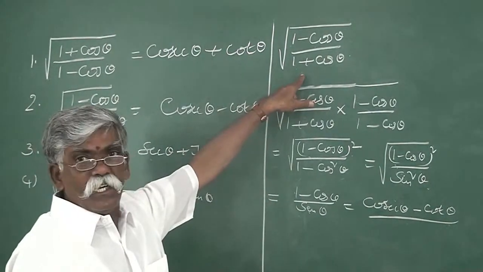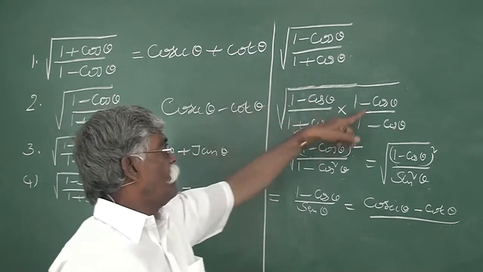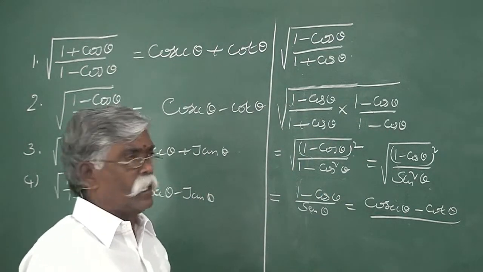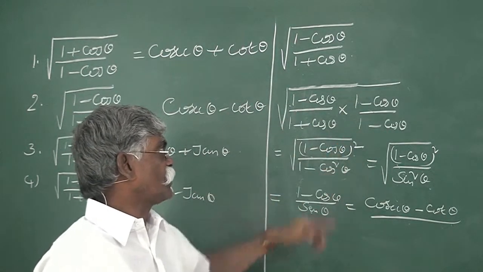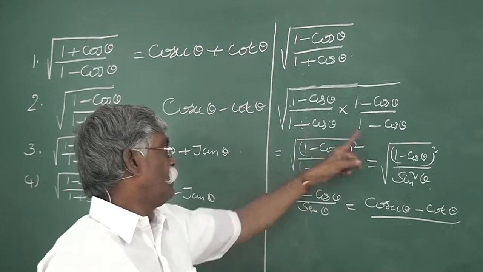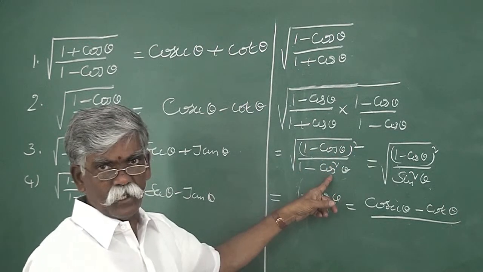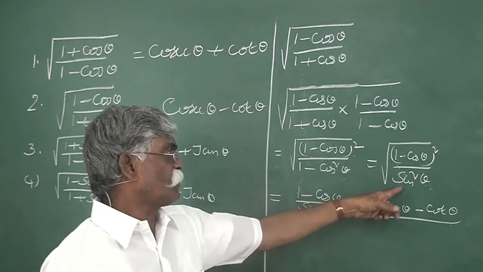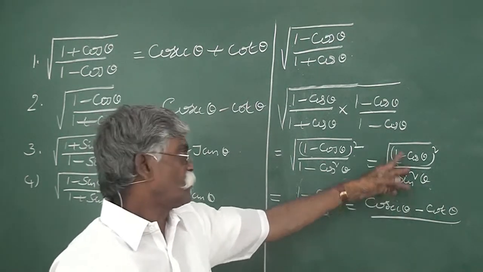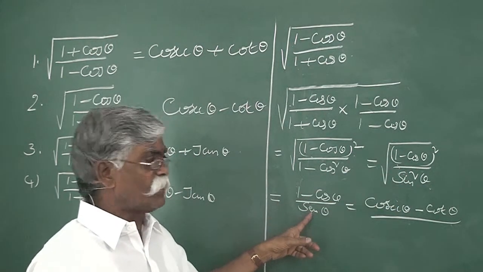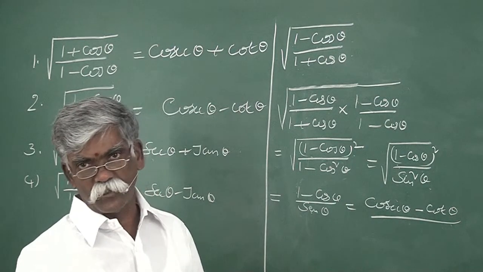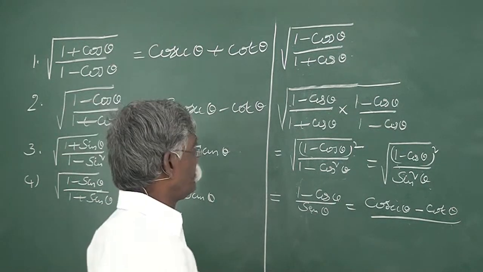So here it is a plus b, we have multiplied by a minus b in the numerator and denominator. This is 1 minus cos theta whole square, a plus b into a minus b, 1 minus cos square theta, and 1 minus cos square theta is sin square theta. Square root is applied, 1 minus cos by sin, therefore it is cosecant theta minus cot theta.